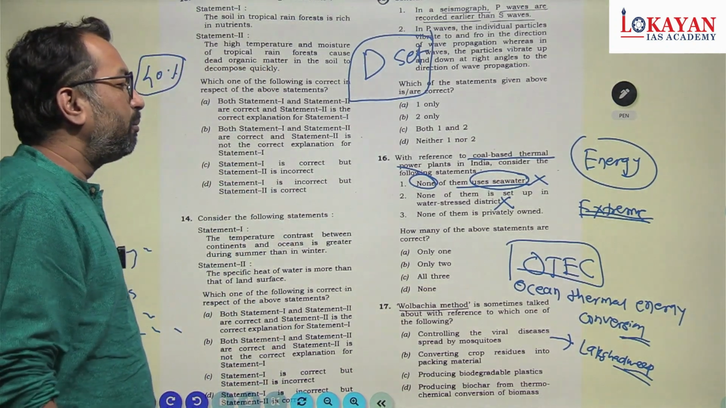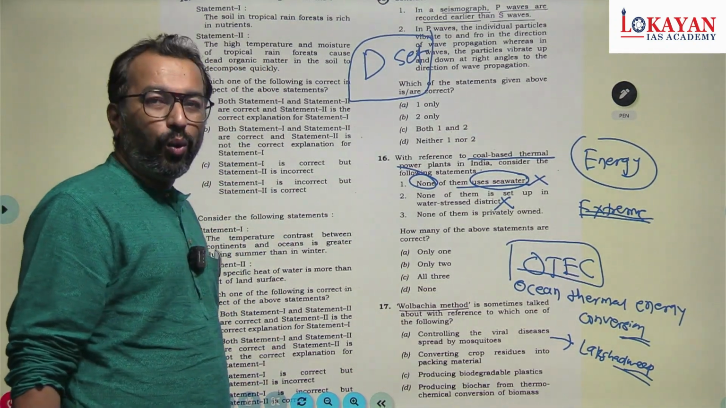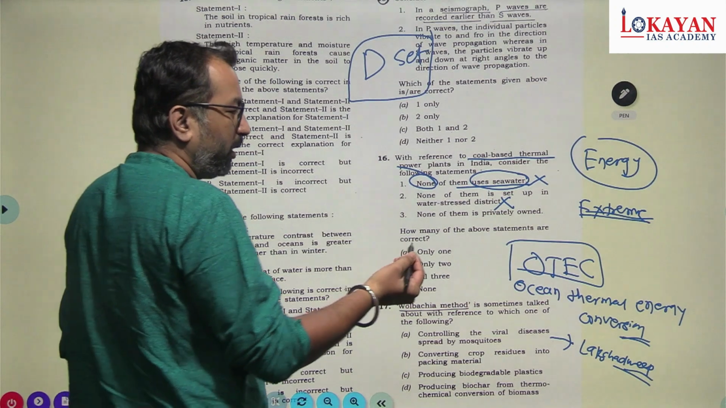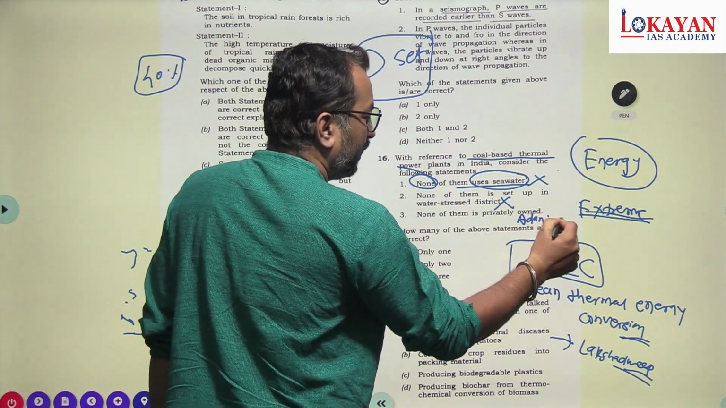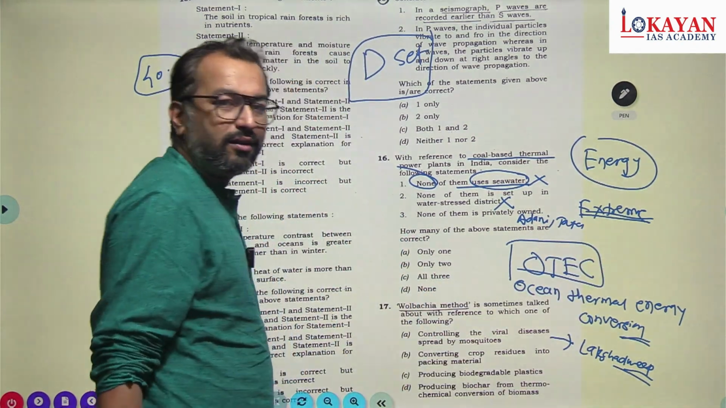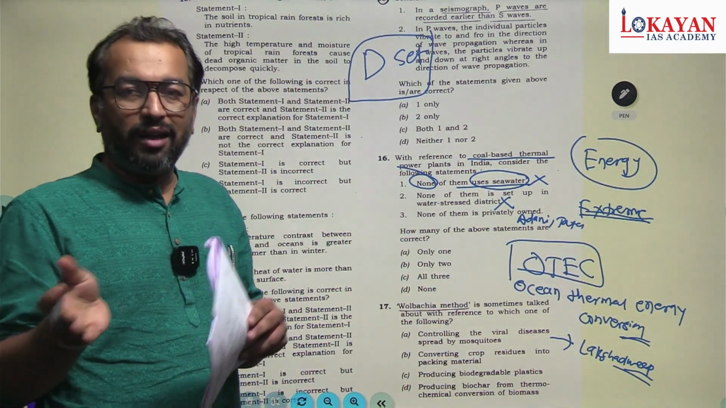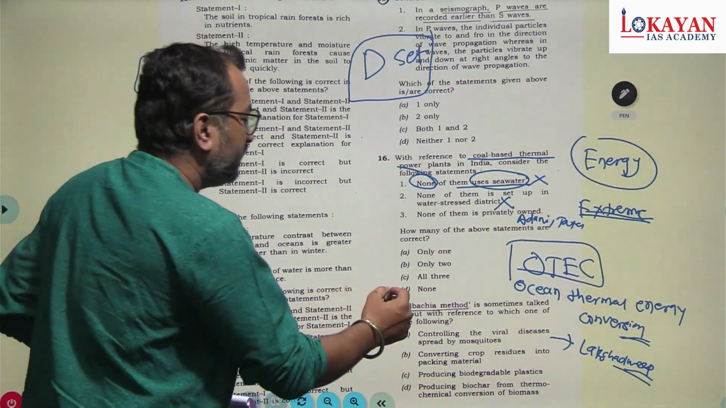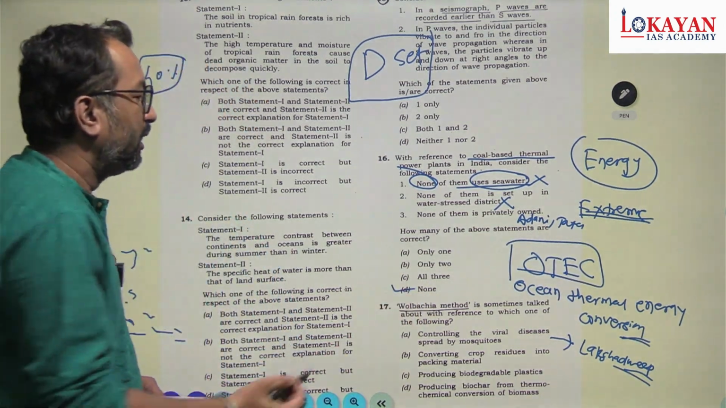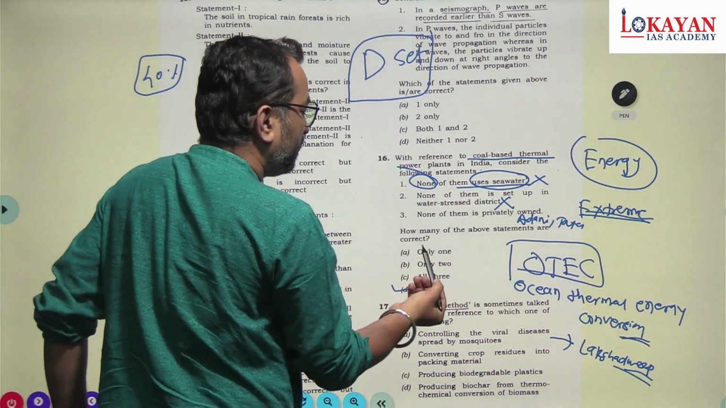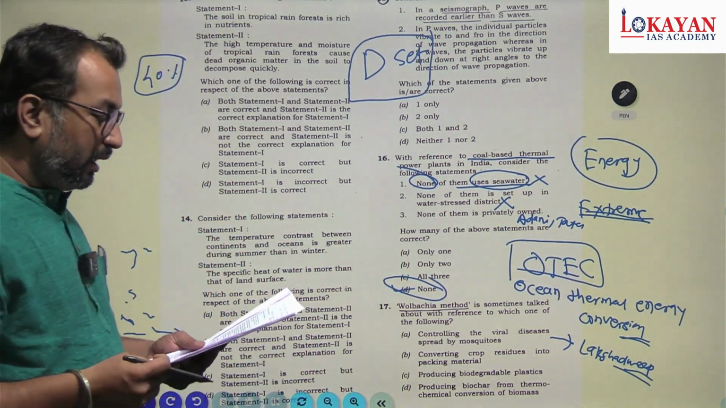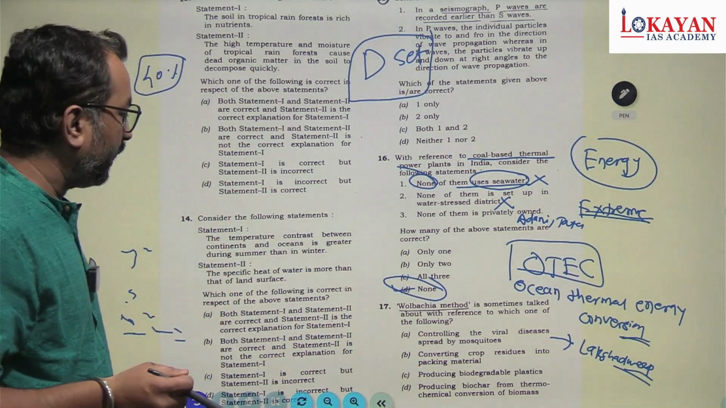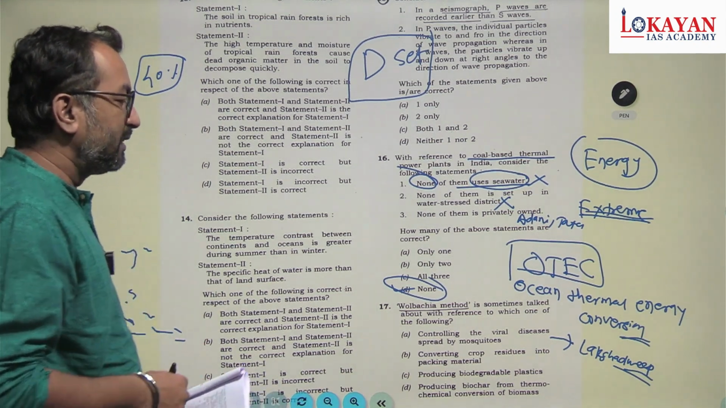And third is, none of them is privately owned. But we know that there are a few power plants owned by Adani and Tata which are thermal power plants, and those power plants are privately owned. So all these three statements are incorrect. The question is, how many of the above statements are correct? So none. None of the above statements are correct. Right? So this was question number 16.